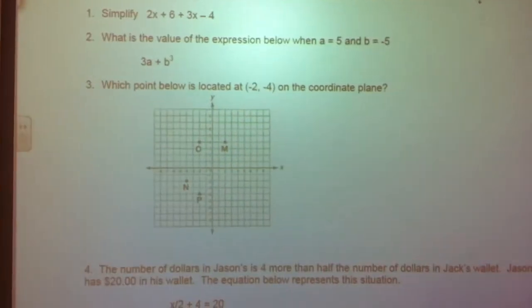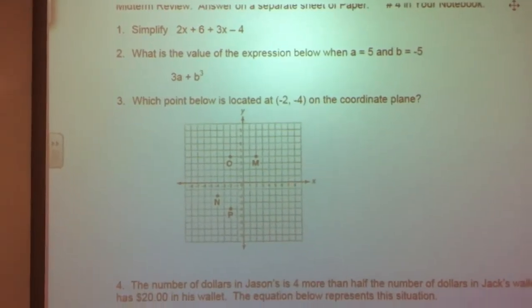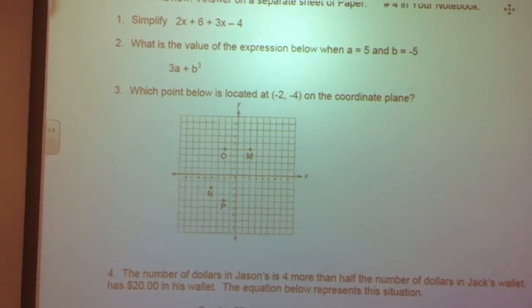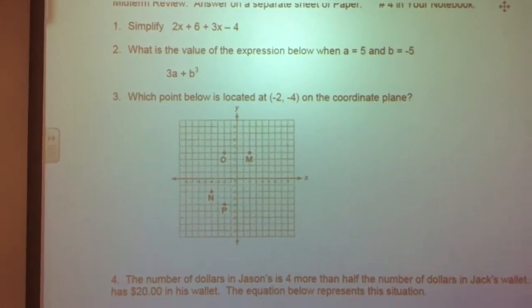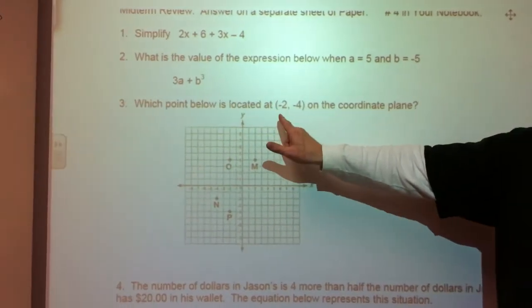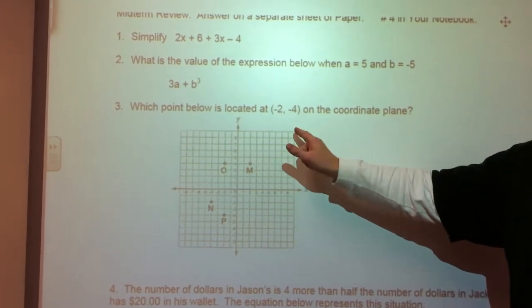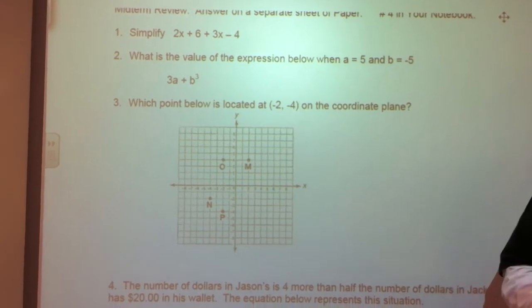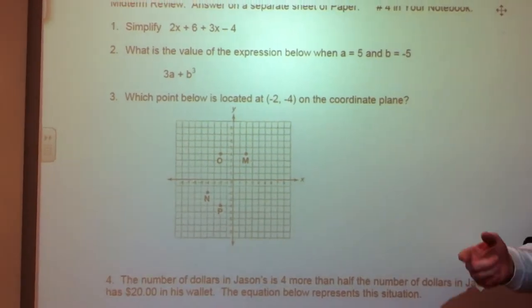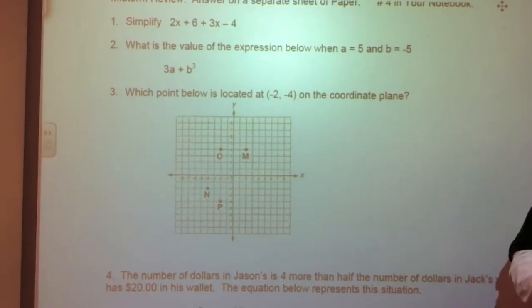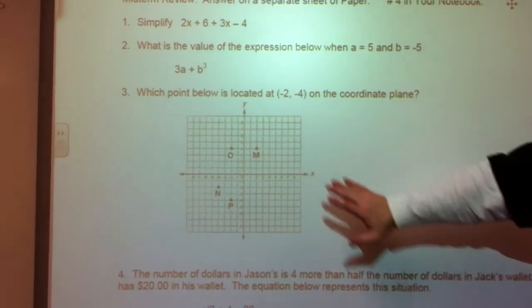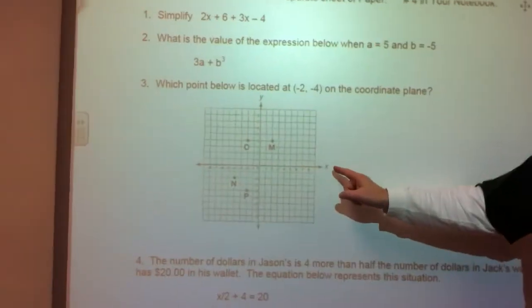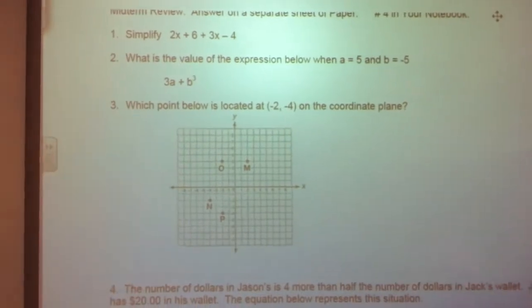Here we have a question about the coordinate plane. Which point below is located at negative 2, negative 4 on the coordinate plane? Well, anytime we have an ordered pair, x will always come before y. This is the x value, this is the y value. The best way to remember this is to simply remember that x comes before y in the alphabet. In addition to that, your graph will have the x-axis and the y-axis labeled.